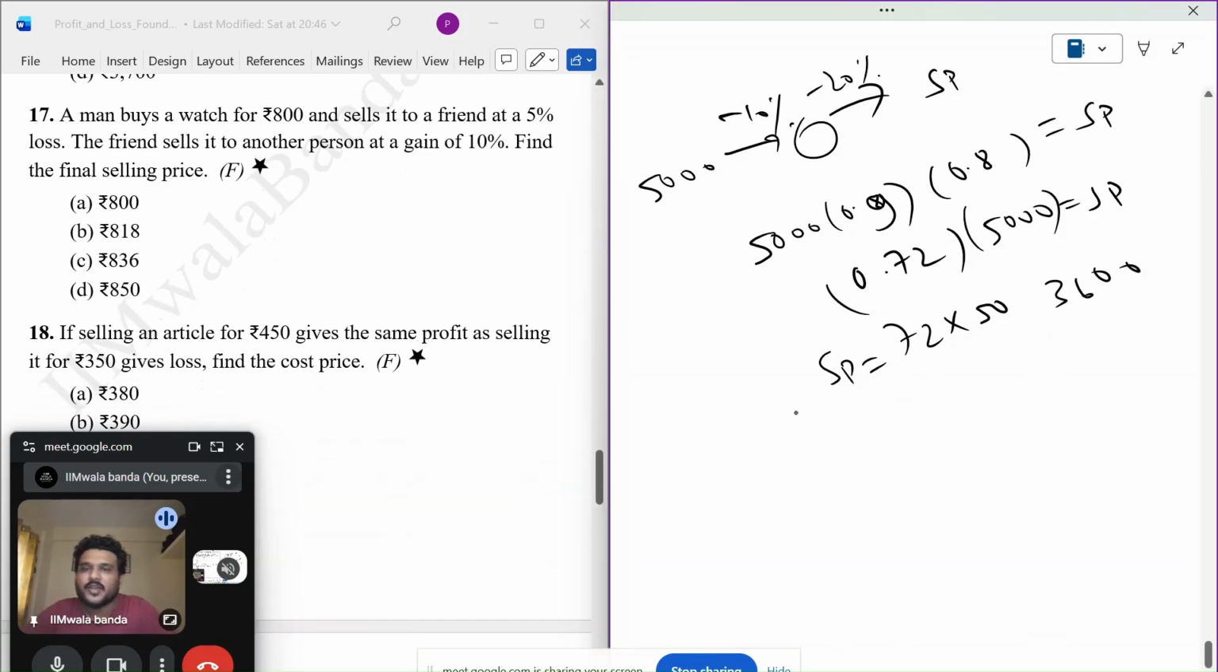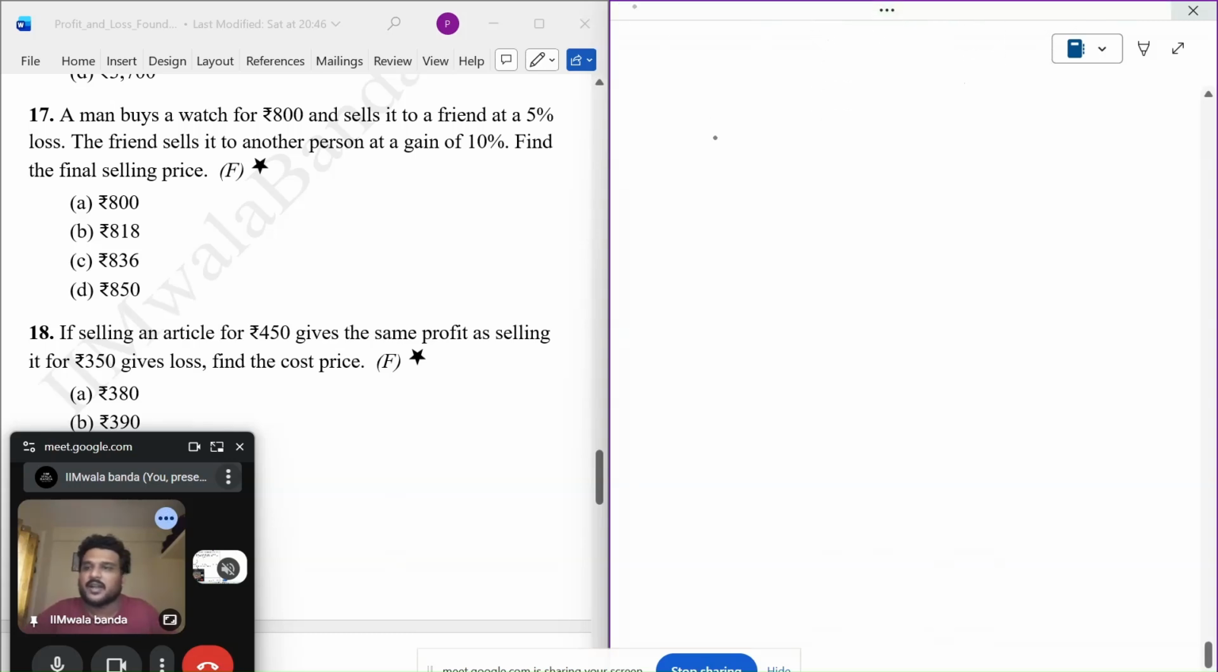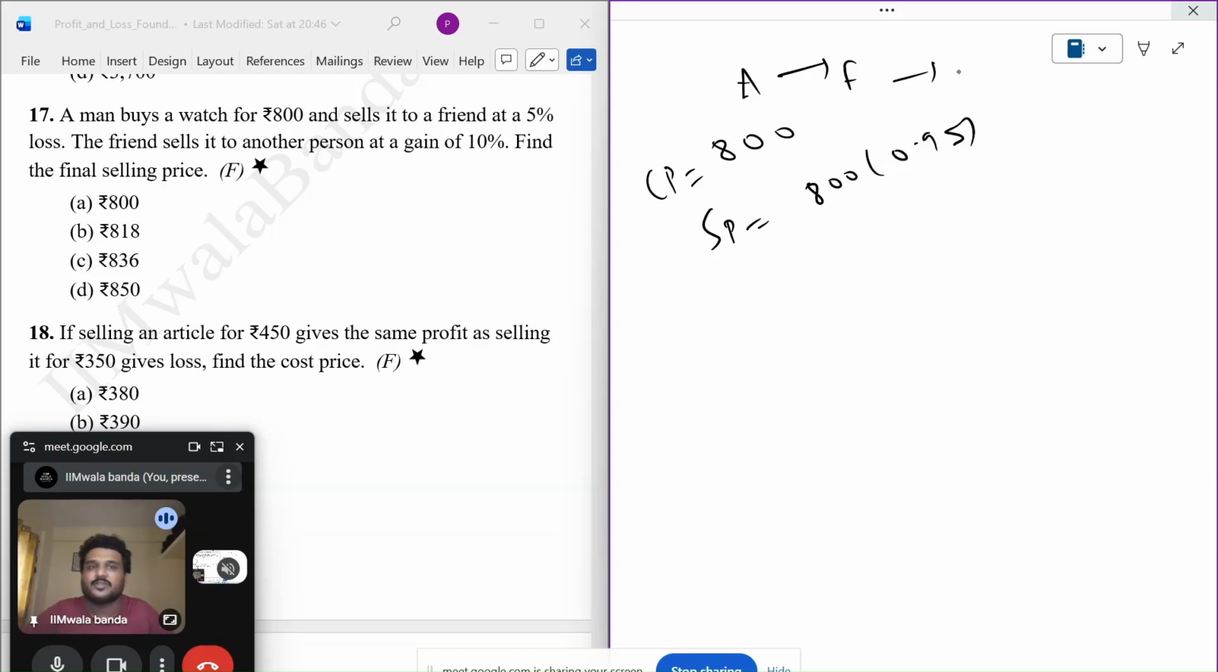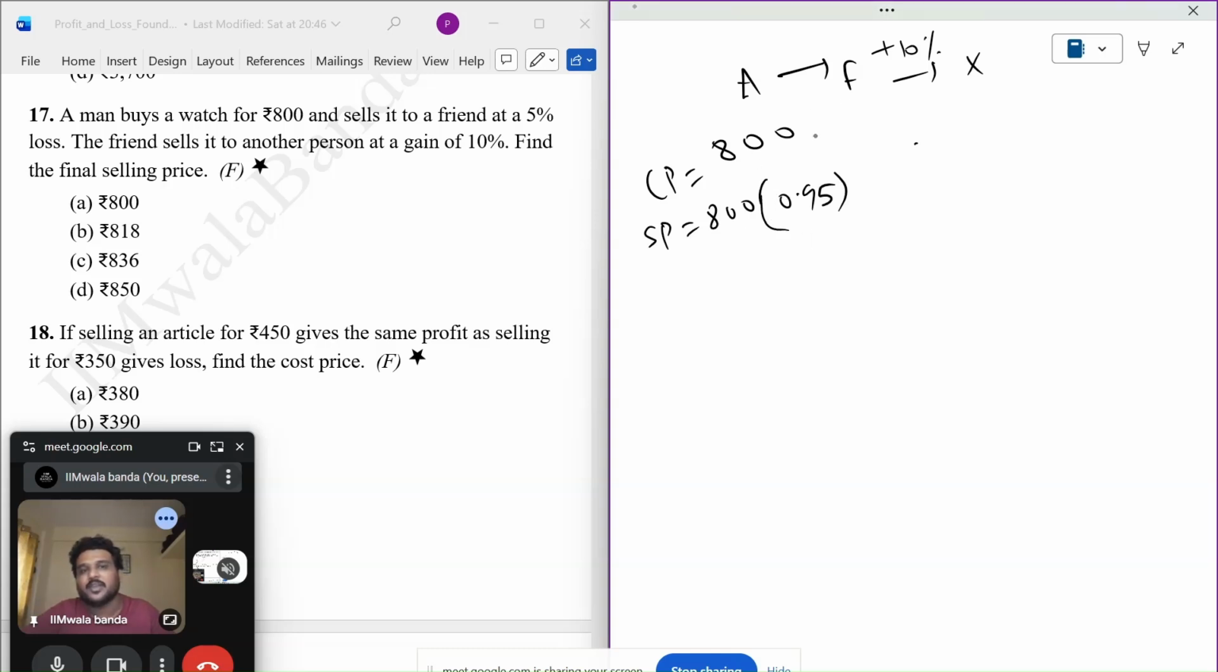A man buys a watch for 800, sells it to a friend at 5% loss. Okay, because it is buying, cost price this, selling price is 5% loss, so 800 into 0.95. The friend, okay, a man to a friend, and then the friend sells to some other person at a gain of 10%. Find the final selling price. So the way to see it is that the selling price is 800 into 0.95, and now this selling price is what he bought it for. So for him, this will become the cost price.